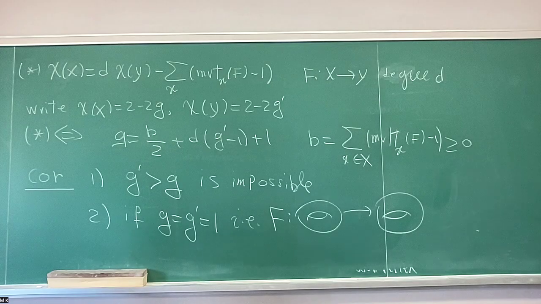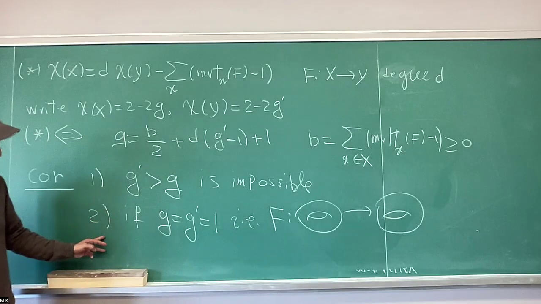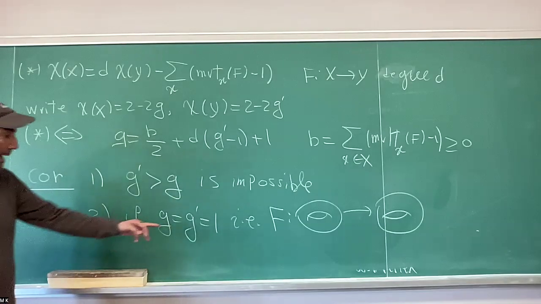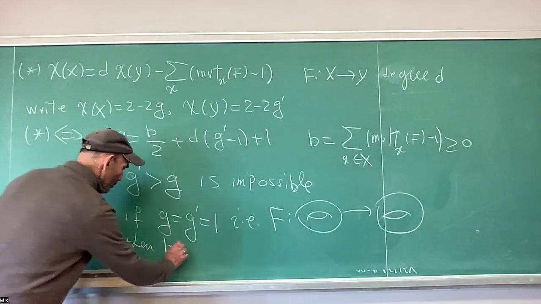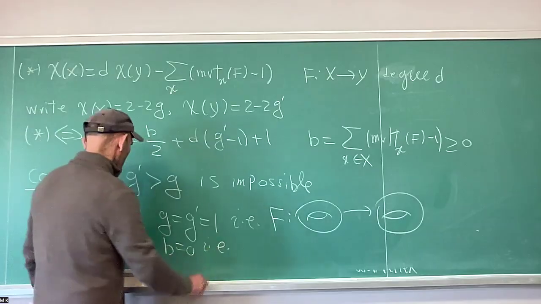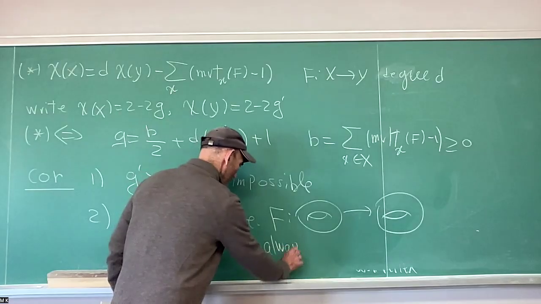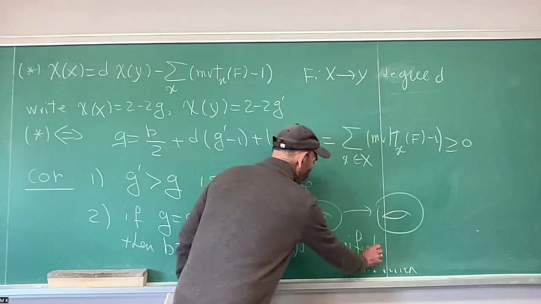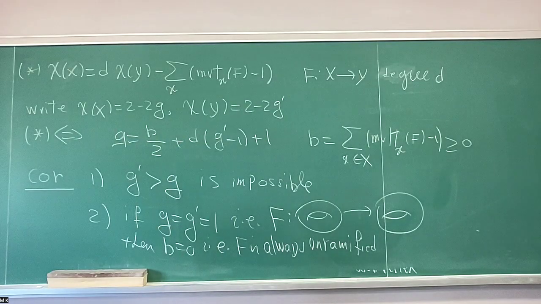What about if G equals G prime is greater than 1? That could happen. But the case that I want to draw a conclusion from is that G is equal to 1 and G prime is equal to 1. Then B is equal to 0, i.e. F is always unramified, provided, of course, it's a non-constant map. If it is constant, then we don't even consider that as part of our discussion.